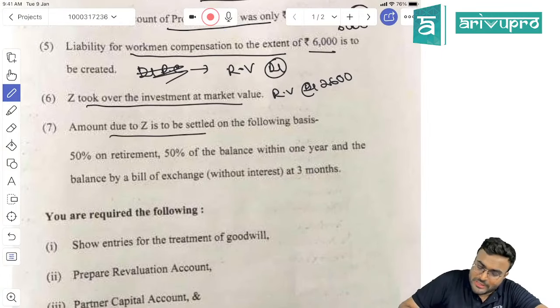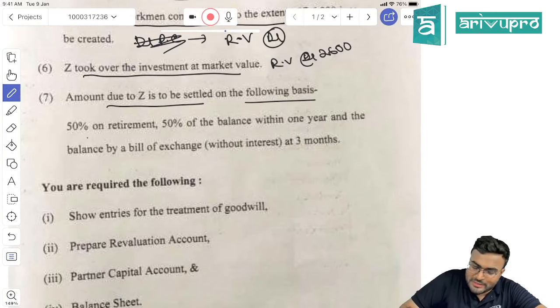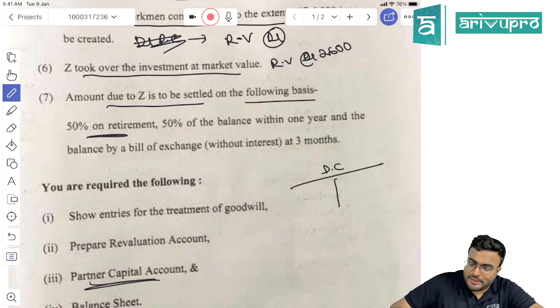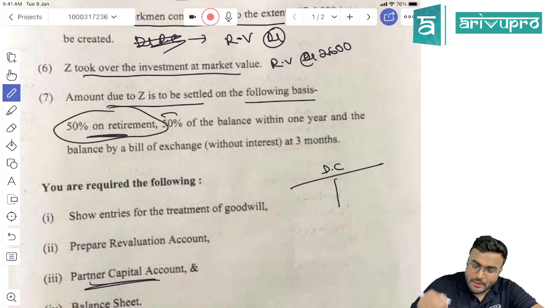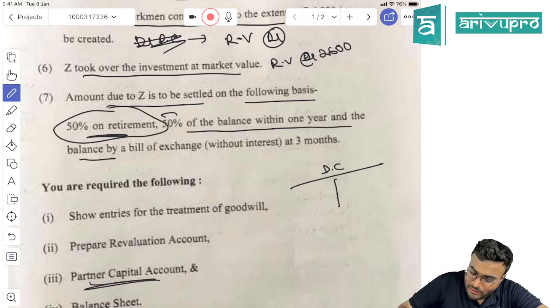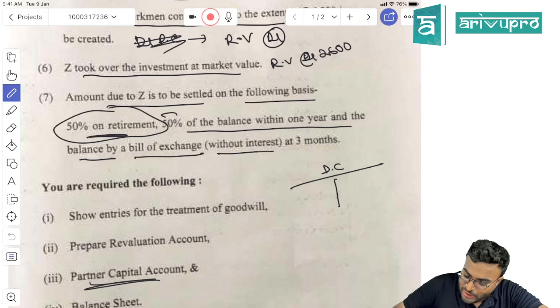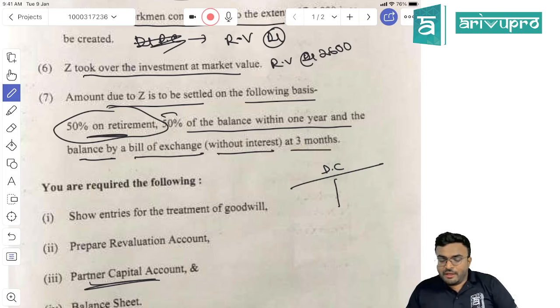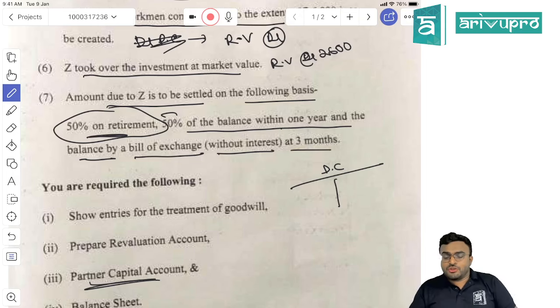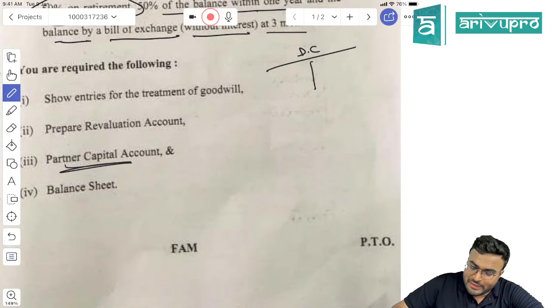Amount due to Z is to be settled on the following basis. 50% on retirement. When you prepare partner's capital account, anyways, they have asked you to prepare it. Whatever you get in partner's capital account, 50% is going to be paid on retirement. 50% of the balance within 1 year and the balance by a bill of exchange without interest at 3 months. Imagine 100% is supposed to be paid.